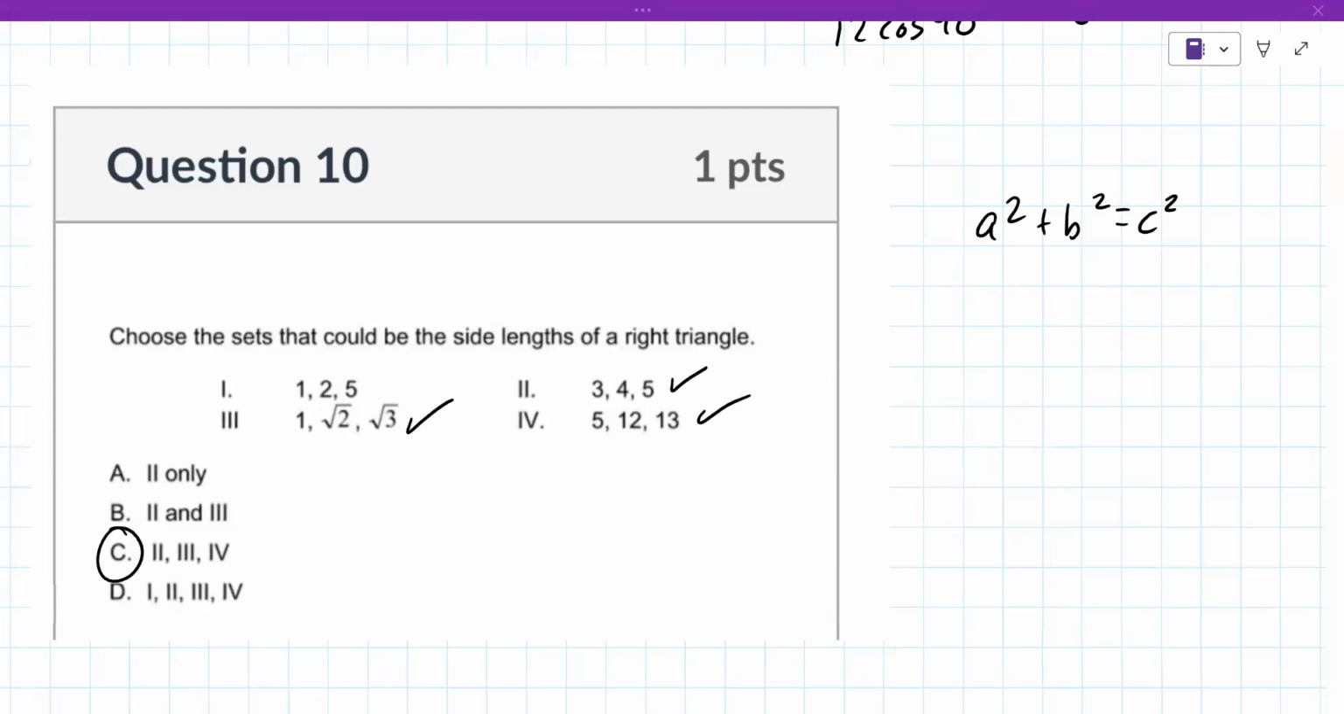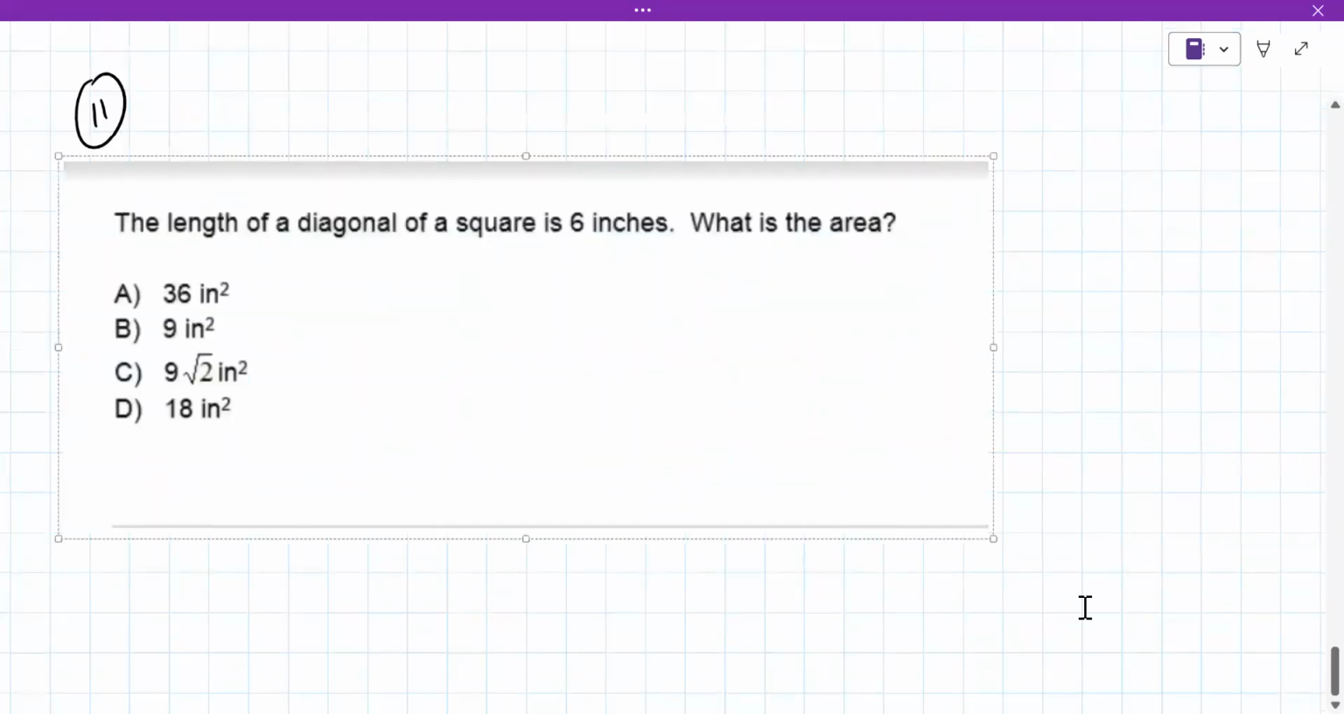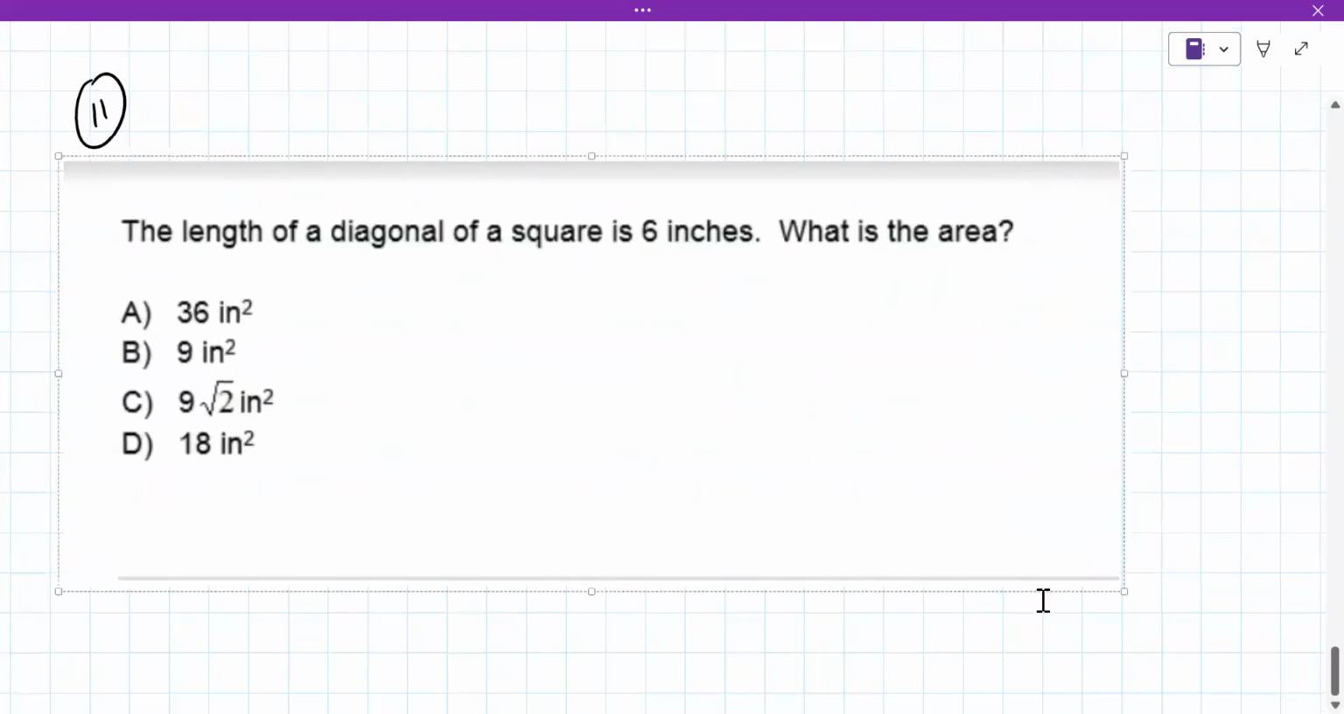All right, so here is number 11. The length of a diagonal of a square is 6 inches. What is the area? I would recommend you draw a square. The diagonal is the hypotenuse, right? Yes, yes. Okay, all right.